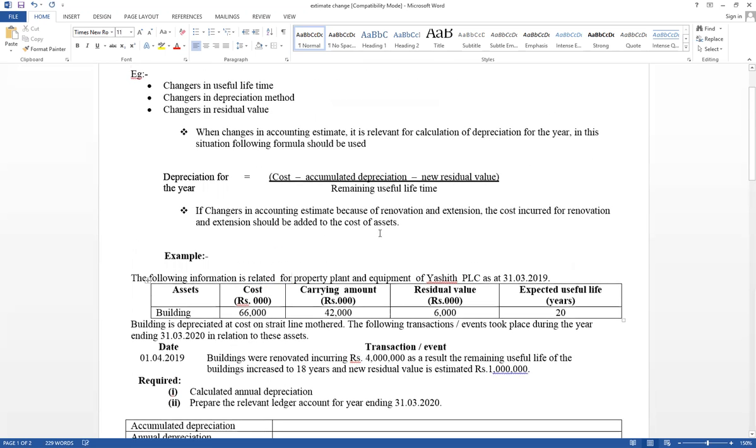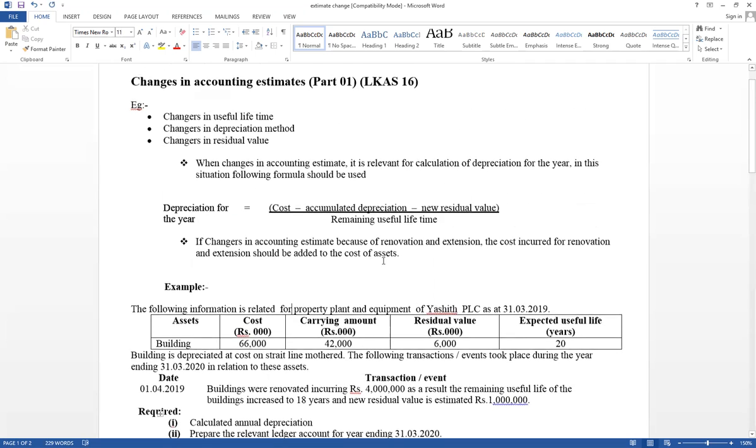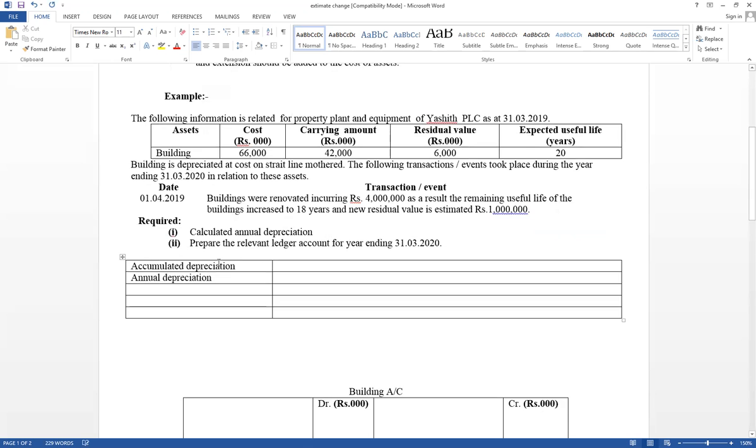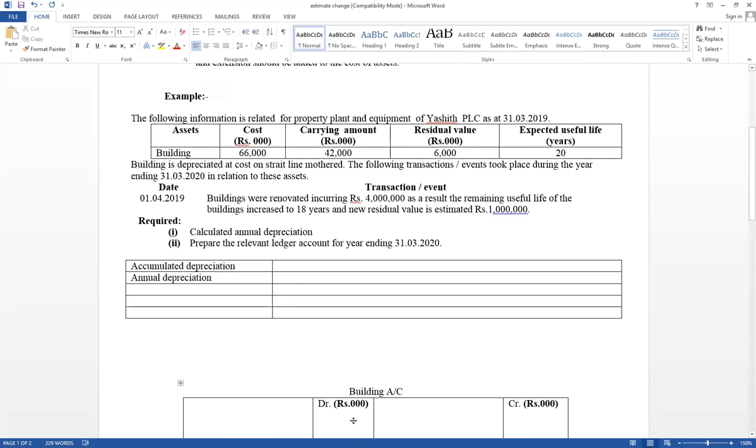There are two things you have to know. Think about first one, cost incurred for renovation. Second one, think how to calculate depreciation. Right? You have to prepare. First one, think about ledger account, building account, balance available, cost value should be included as a brought forward. Record values in thousand, debit side as a balance brought forward.